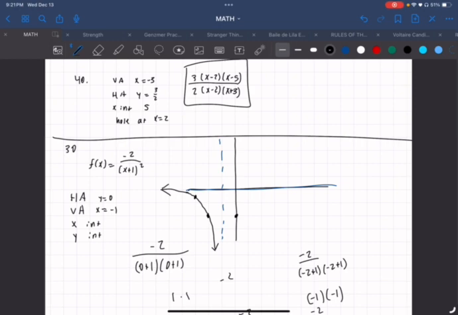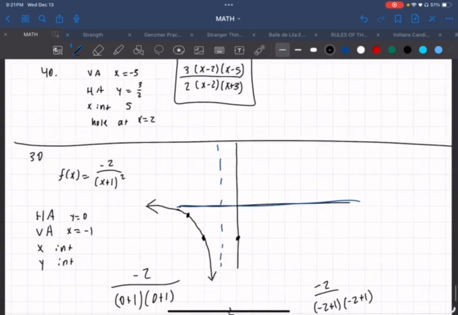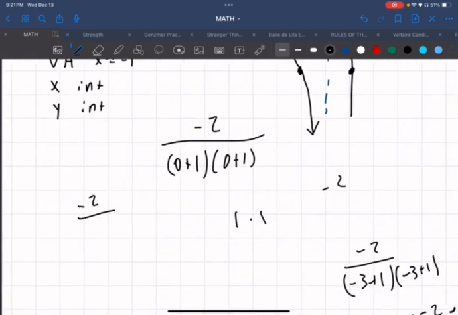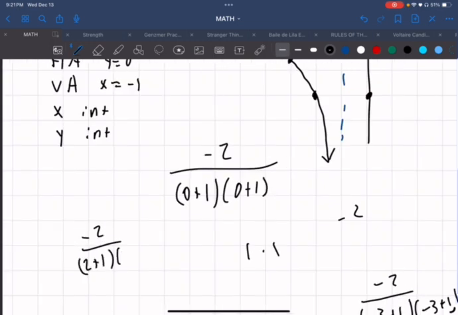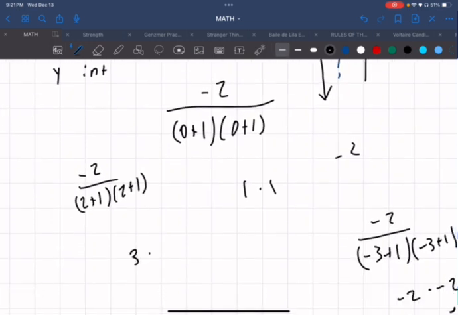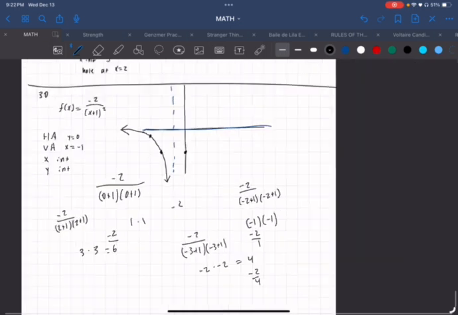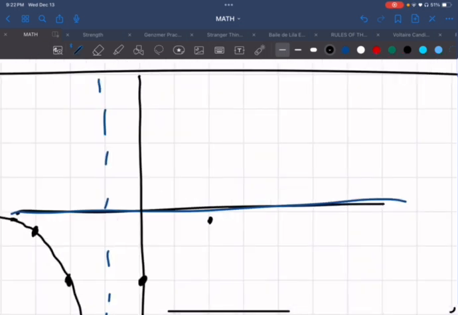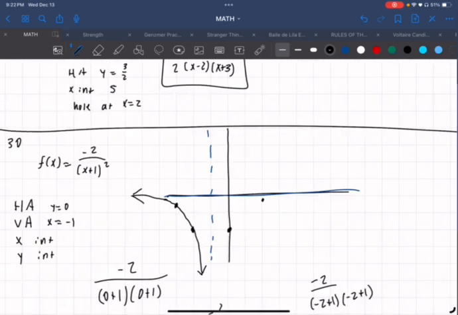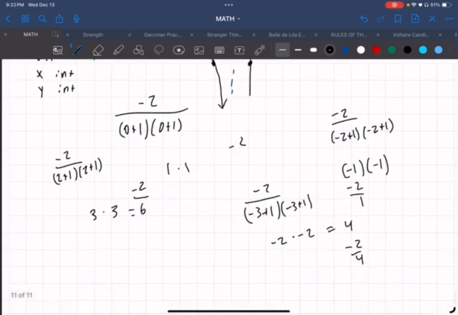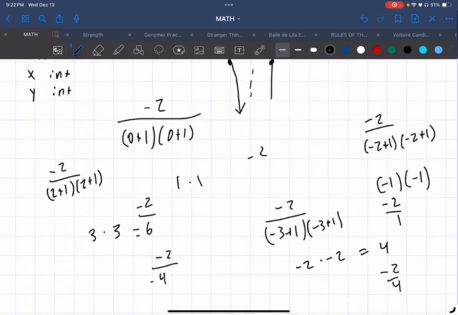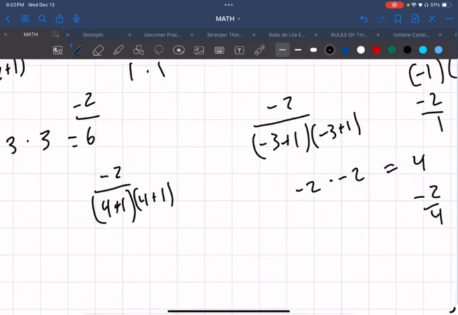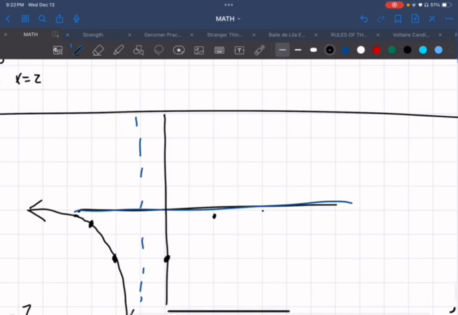So let's plug in points here. So let's try 2. So we have 3 times 3, which is 6. Negative 2 over 6, so negative 1/3. Doesn't really matter. Okay, let's try 4, just to see where we're at. Seems kind of trivial, but I'm just writing it down. So that's 5 times 5 is 25. Okay, so negative 2 over 25. So that would be awfully close.